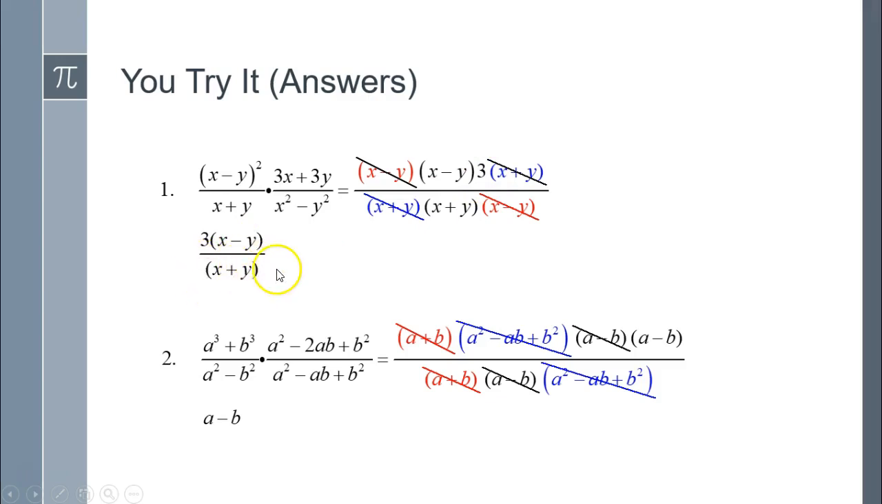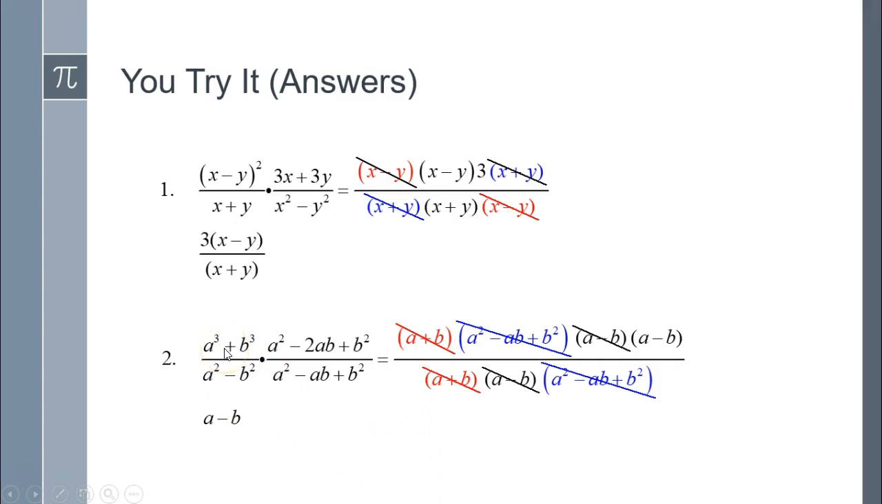If you didn't write the parentheses on the bottom, that's okay, because it's just one group of things, and the grouping symbol of the fraction bar works for that. But if you didn't write it on the top, it's not correct, because that 3 gets multiplied through the whole thing, not just times the x. Second example, second you try it.